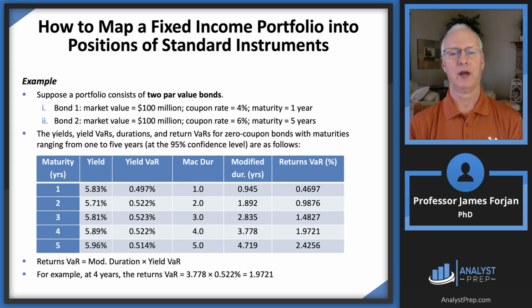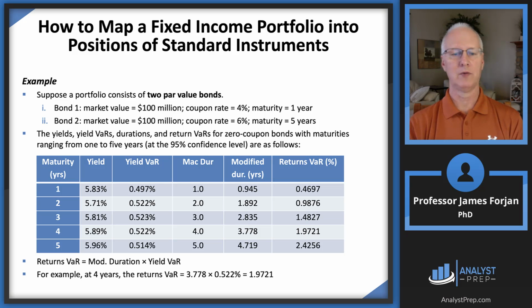And then that modified duration is going to be less than the Macaulay duration. Let me just quickly remind you of that first one. So take the Macaulay duration of 1, divide it by 1 plus that first yield, 1.0583. You get 0.945. All right, so we're constructing this based on some yield curve that we have and some yield value at risk, which depends on the 95% confidence interval, and then our modified duration.